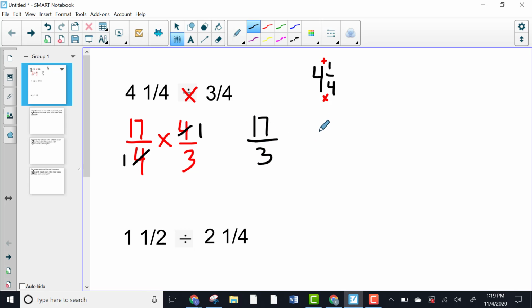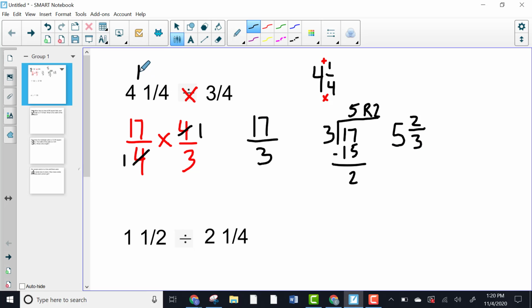And when changing this improper fraction to a mixed number, if you remember how to do that, set it up as a division problem. 3 into 17 goes 5 times. 5 times 3 is 15. We have 2 for our remainder. The answer will be your whole number. Remainder is going to be your numerator. Think of that R as right on top of the fraction. And the denominator is what stays the same, for 5 2/3. So again, you want to keep, change, flip, okay, when you're dividing mixed numbers.